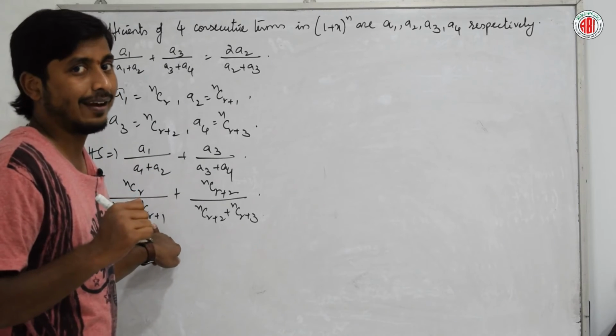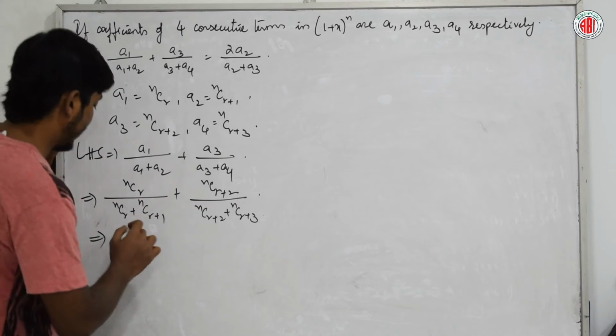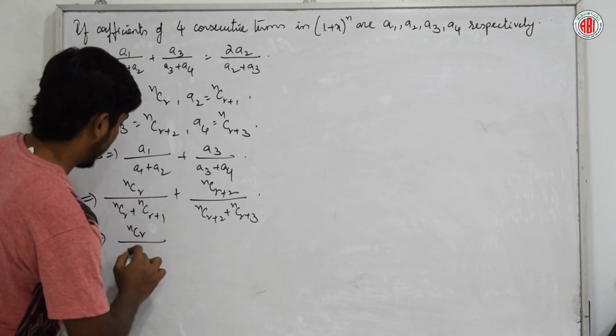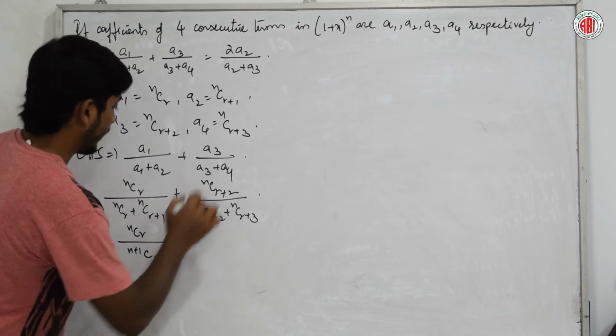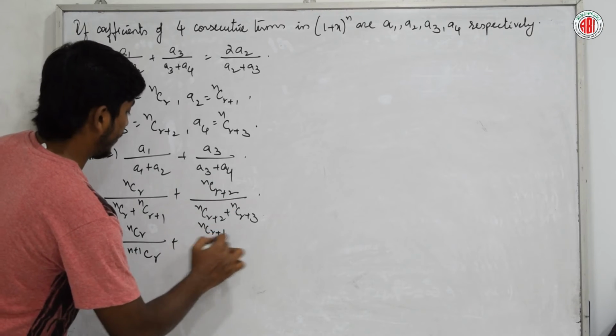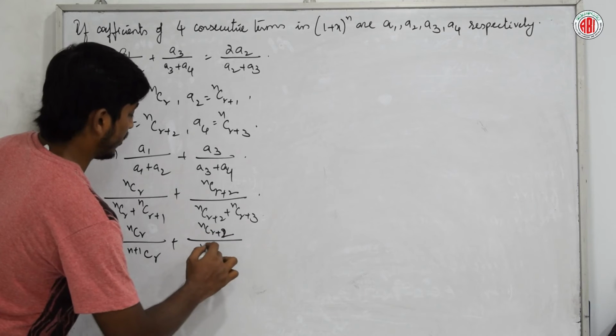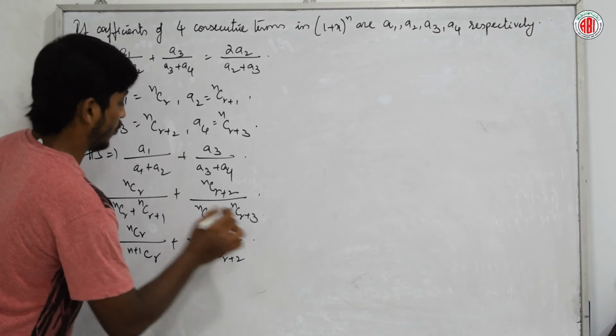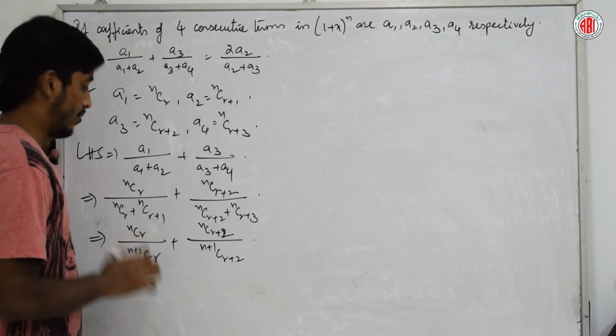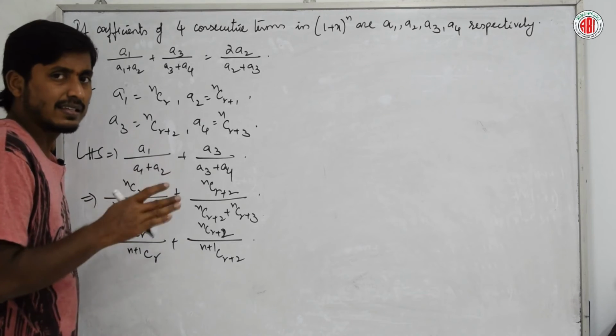N plus 1 CR, isn't it? Now this can be written as NCR by N plus 1 CR. Here NCR plus 2 by, here also N plus 1 CR plus 2. Right? Now can we simplify this?